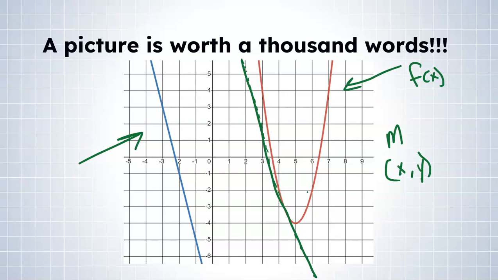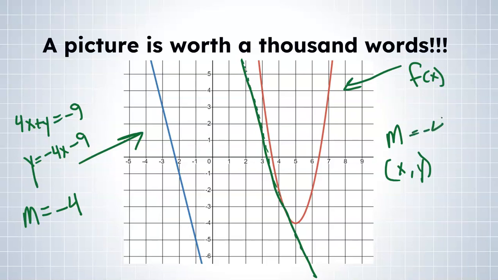Let's talk about the slope first. We know that parallel lines have one really important thing in common. They have the same slope. So the good news is if I can find the slope of that blue given line, I already know the slope of my green line. Now that blue line had an equation of 4x plus y equals negative 9. If I put this into slope-intercept form, all I've got to do is subtract the 4x over. I get y equals negative 4x minus 9. So that means the slope of my given line is negative 4, which also means if I'm going to be parallel to that given line, I need to have a slope of negative 4 as well.